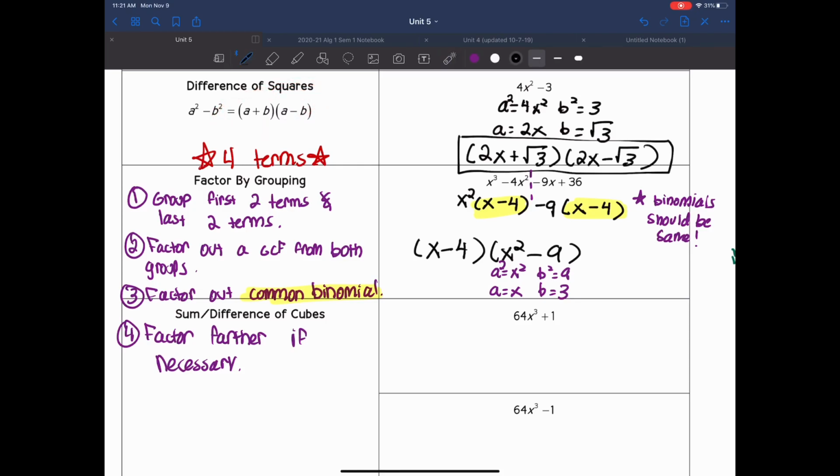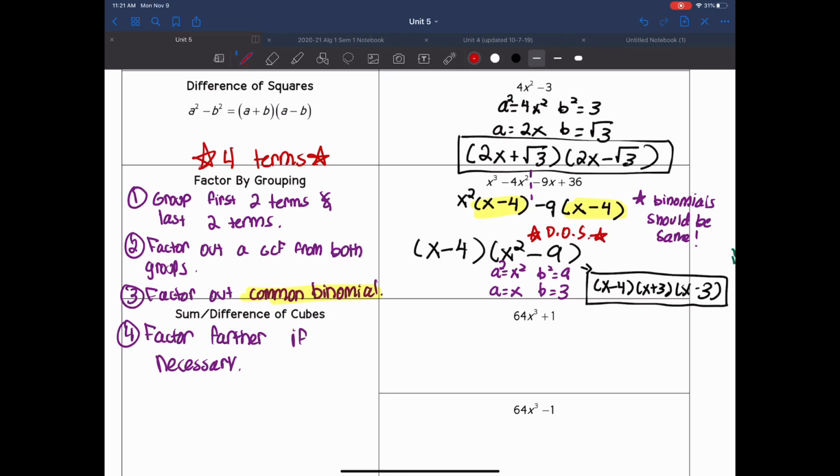So my final answer is going to be x minus 4 on the outside, and then I have x plus 3 times x minus 3. And I'm actually going to move this all over because I was not giving myself enough room. Okay, so that's going to turn into x minus 4 times x plus 3, x minus 3. Okay, so this one was kind of a combo. We use factor by grouping first, and then at the very end, we're going to have to use difference of squares. And I'm going to actually star that and put that here just so you know. That is a difference of squares.